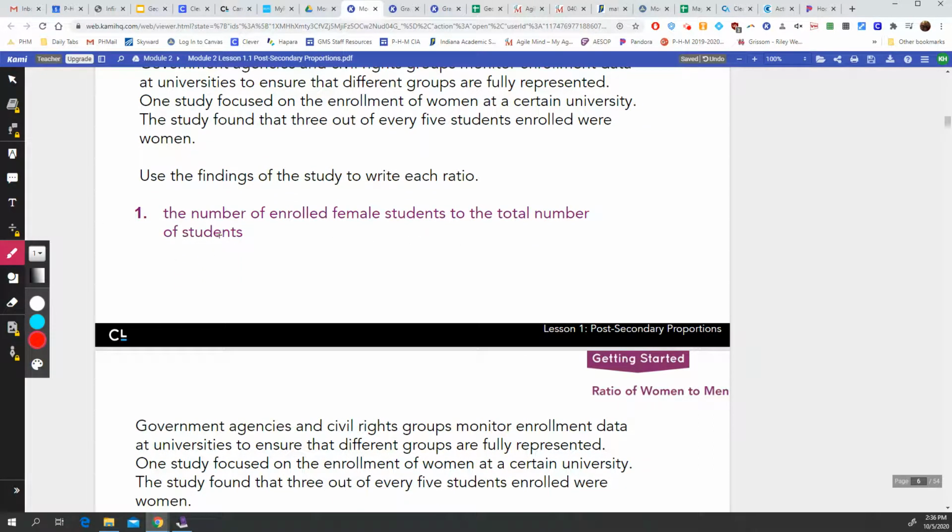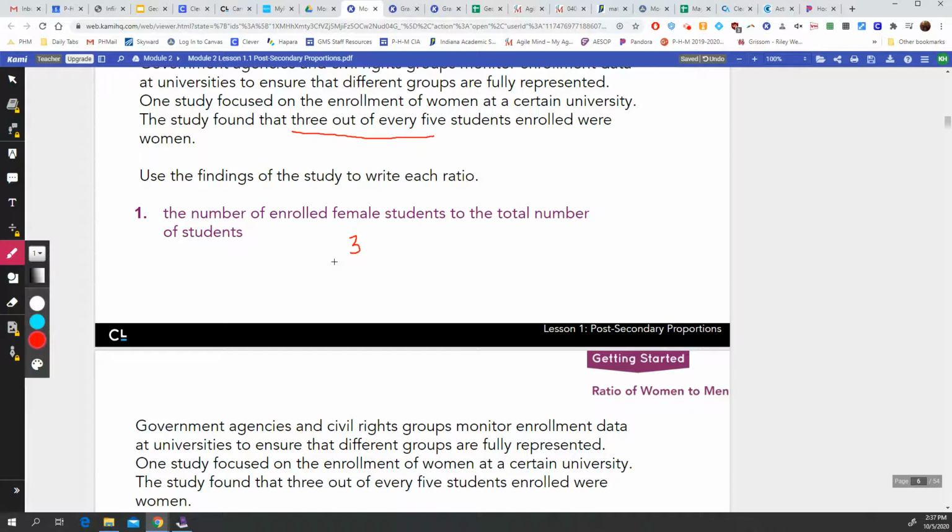So number 1, this is on page M2-8 of your book. So please do this with me. M2-8 of your book. Number 1, the number of enrolled female students to the total number of students. Well, it told us that 3 out of every 5 students were women. So the number of enrolled female students would be 3.